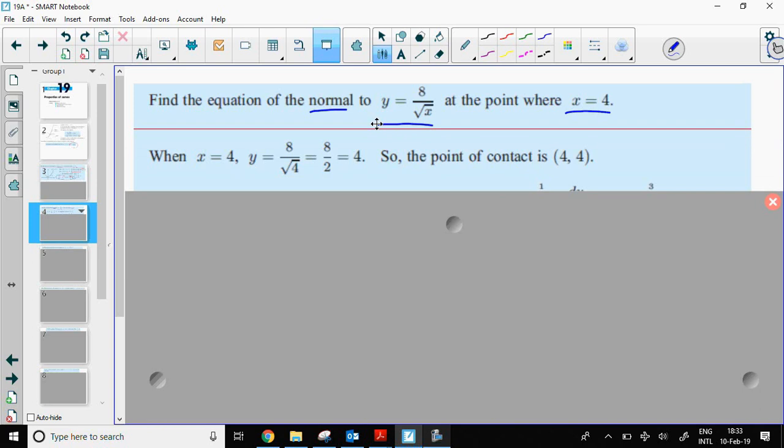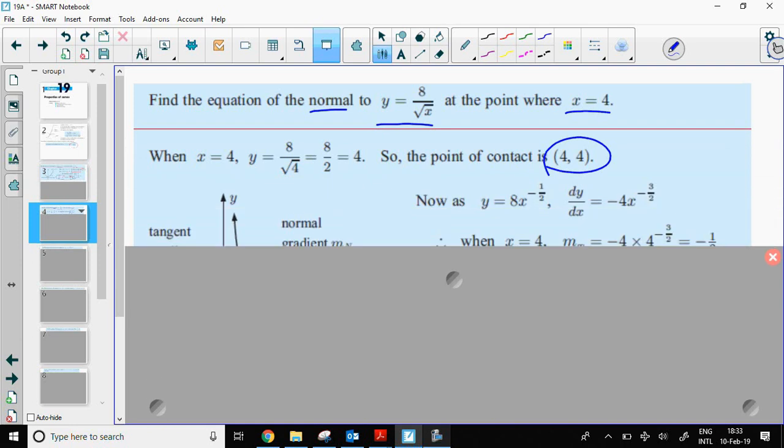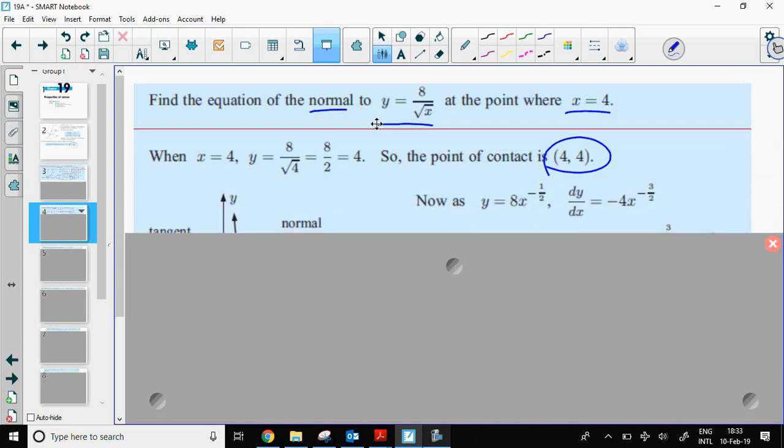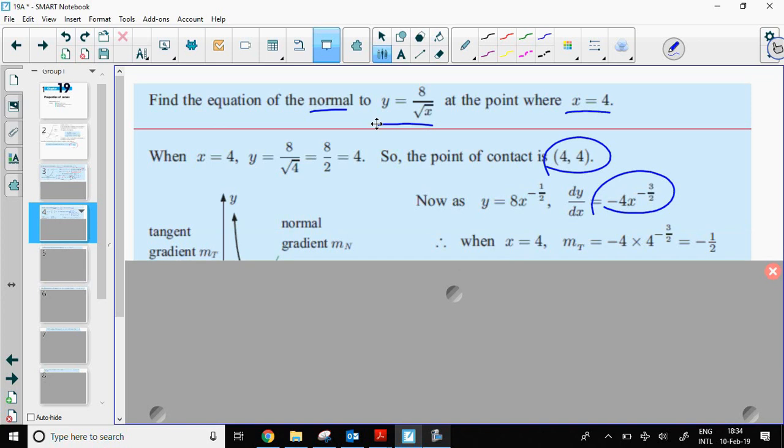So it ends up that it's also 4. So we've got our point. Now we're going to find the slope of the tangent, and then just take the negative reciprocal of that. So we rewrite our function in exponent form, so we got 8 times x to the negative 1/2. We use power rule. That gets us here. We substitute in the value for 4 into that.